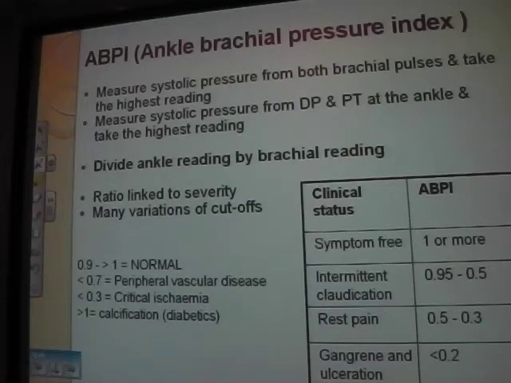Okay, so there's various cut-off points in books, and everybody remembers different things. But the main ones you need to know is what's normal, which is 0.9 to 1. Less than 0.7 is indicative of some sort of PVD or PAD. And then less than 0.3, we're going into gangrene and critical ischemia. Now, I did get asked questions like, what if the ABPI is more than 1? That usually happens in patients who have diabetes and their vessels are calcified. So you should roughly remember those cut-off points, but they do vary in various books.